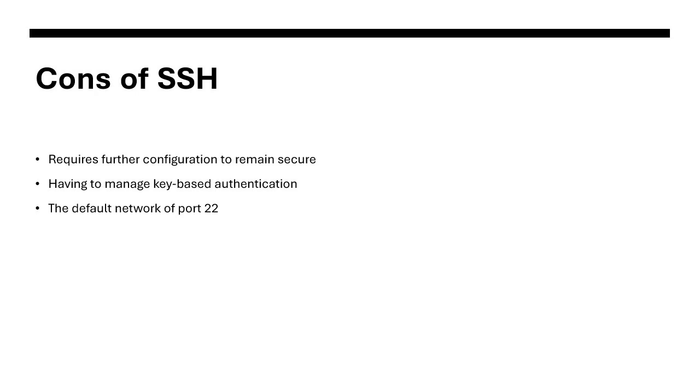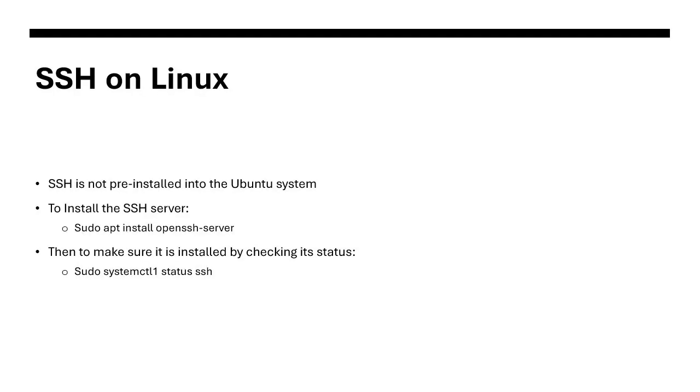The last con is the default port of 22. Port 22 makes Secure Shell reachable from the internet, which is a very large area that attackers can take advantage of. Firewall policies, IP listings, and monitoring are all important solutions to mitigate exposure. And now onto how I will install Secure Shell on my Linux environment.